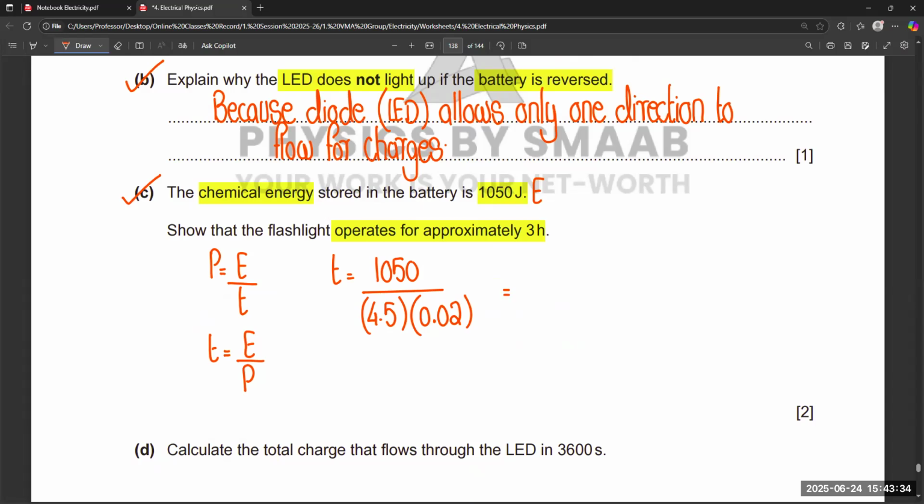11666. But this is in seconds. We have to divide this value by 60 into 60. So it is equal to 3.2 hours, which is approximately 3 hours, right?